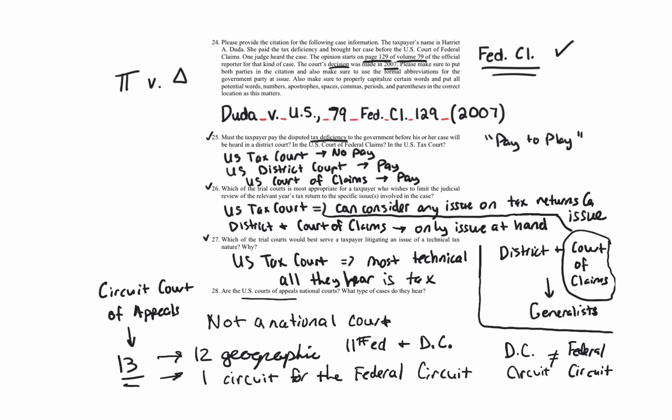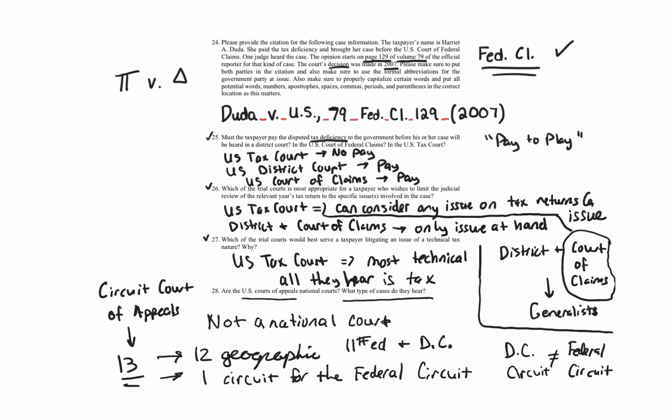The other question: what types of cases do they hear? The Circuit Courts of Appeals consider issues in both tax and non-tax cases. The Court of Appeals for the federal circuit hears, again, only Court of Claims cases. That's something very important to understand. The other courts consider cases from the Tax Court, from district courts, from bankruptcy courts, from all different types of U.S. courts.